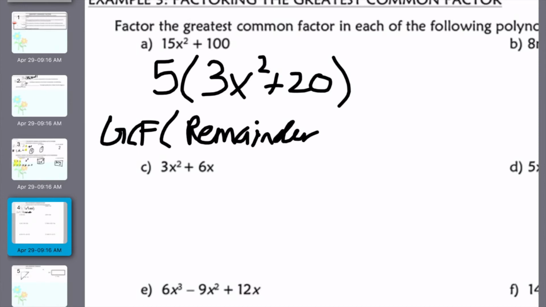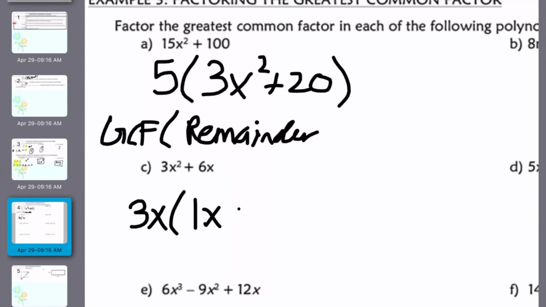I look for the greatest common factor between 3x squared and 6x. Well, I know for my integers, the 3 and 6, my greatest common factor is going to be 3. And my greatest common factor between x squared and x, again, is just going to be my variable with the lowest exponent, so 3x. And now this is really like 3x squared divided by 3x. Well, 3 divided by 3 gives me 1, and x squared divided by x gives me x.